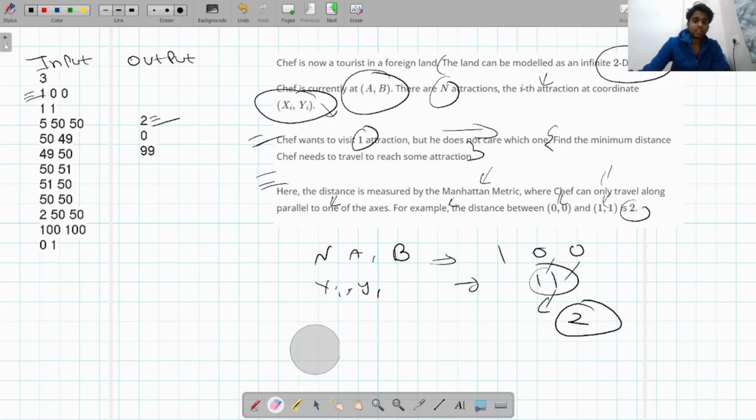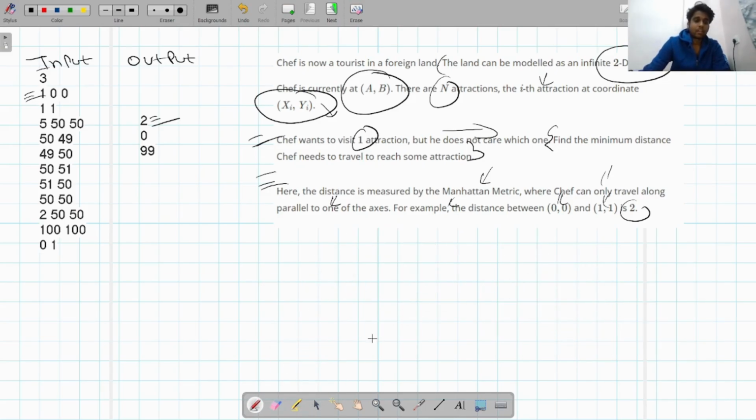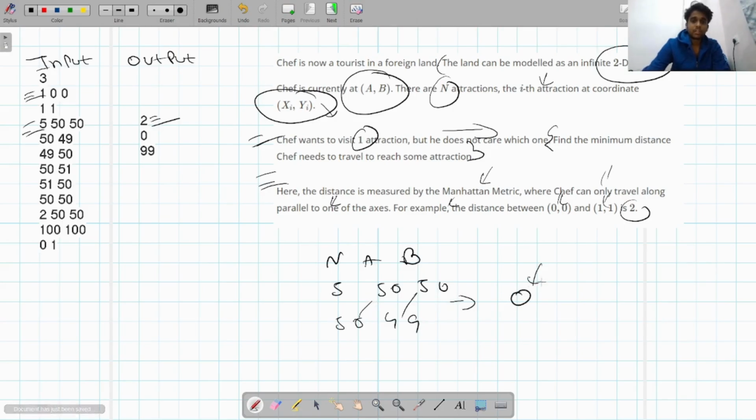Okay. Now let's take another. We will take N, A, B as, for the second test case, 5, 50 and 50, and xi, yi as 40, 50, 49. As you can see, Chef is already at an attraction, so the output would be 0. He doesn't have to travel at all because he is already at one of the attractions. So guys, I think the test cases are pretty much clear.